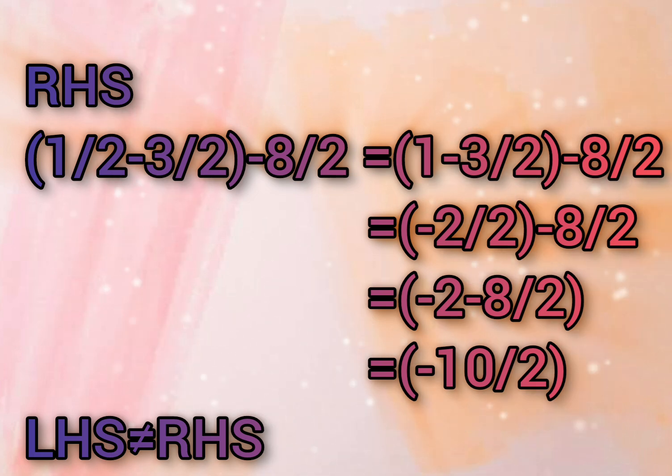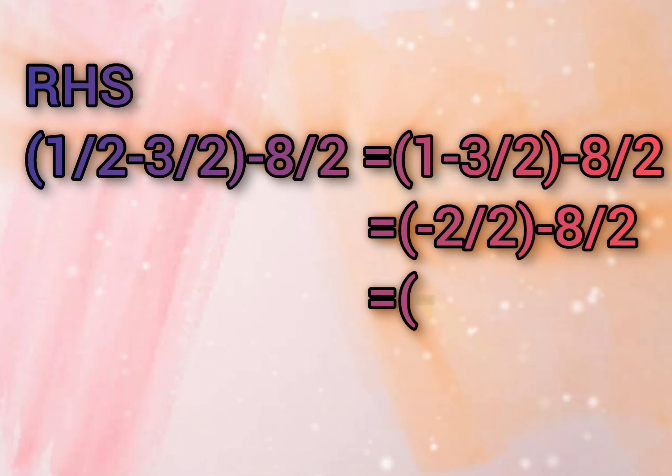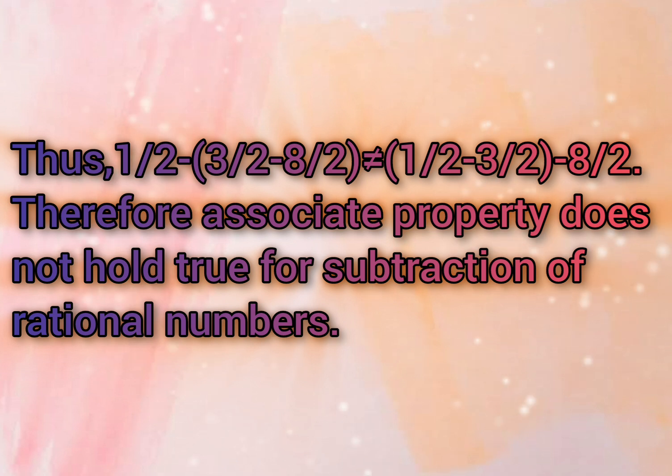So LHS and RHS are not equal. Thus 1/2 - (3/2 - 8/2) is not equal to (1/2 - 3/2) - 8/2. Therefore, the associative property does not hold true for subtraction of rational numbers.